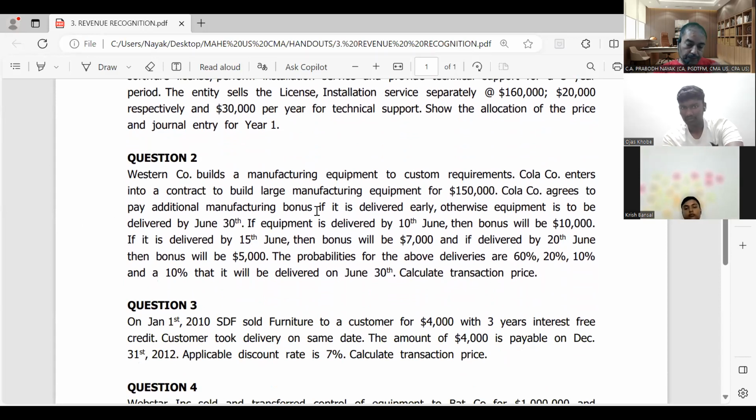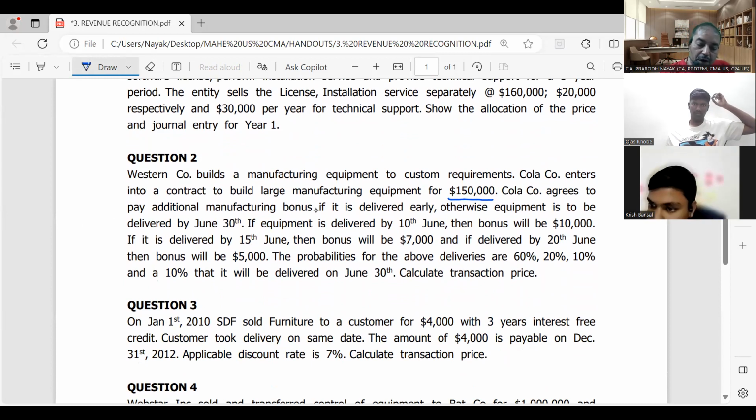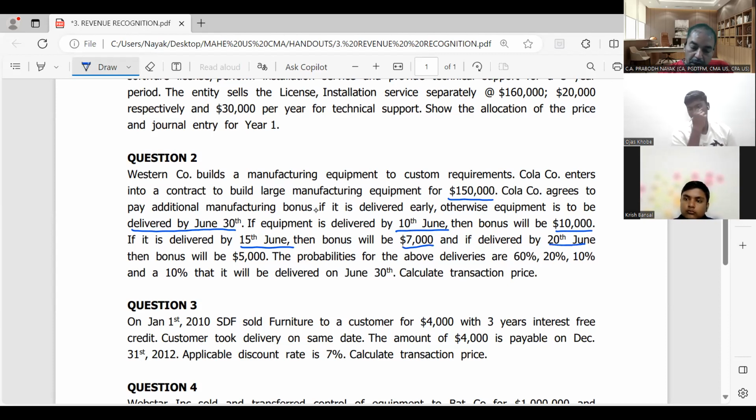Done. Question number 2. Western company builds a manufacturing equipment to custom requirements. Ola company enters into a contract to build a large manufacturing equipment for 1,50,000. Ola company agrees to pay additional manufacturing bonus if it is delivered early. Otherwise, equipment is to be delivered by 30th June. If the equipment is delivered by 10th of June, then bonus will be 10,000. Delivered by 15th of June, then bonus will be 7,000. And if delivered by 20th of June, the bonus will be 5,000.